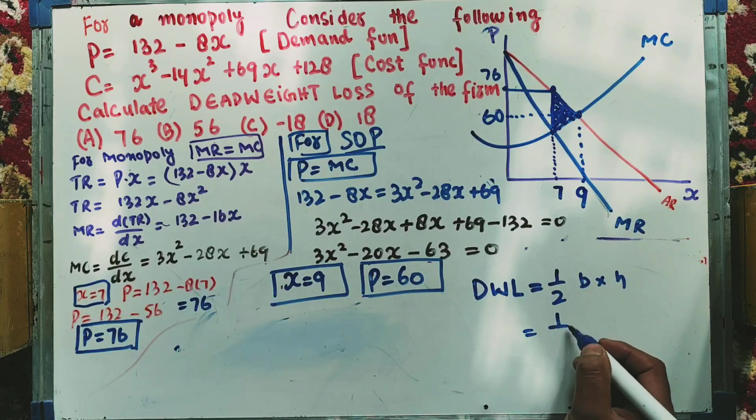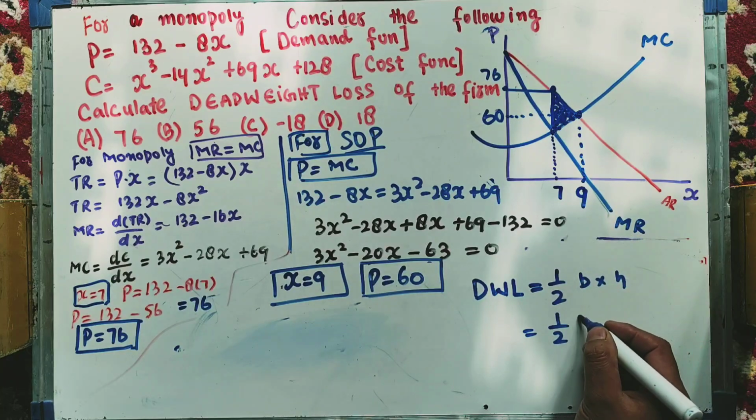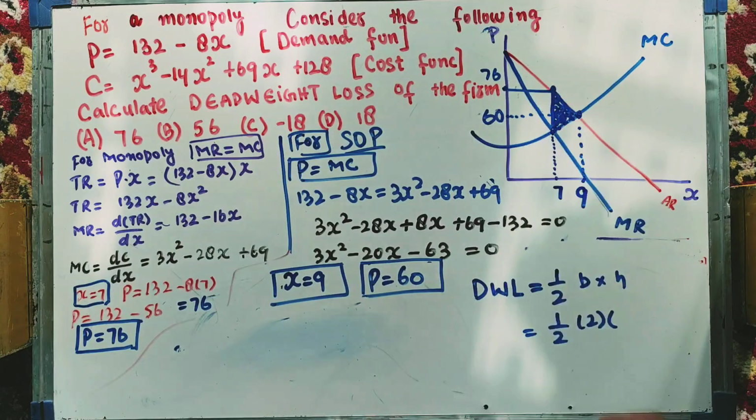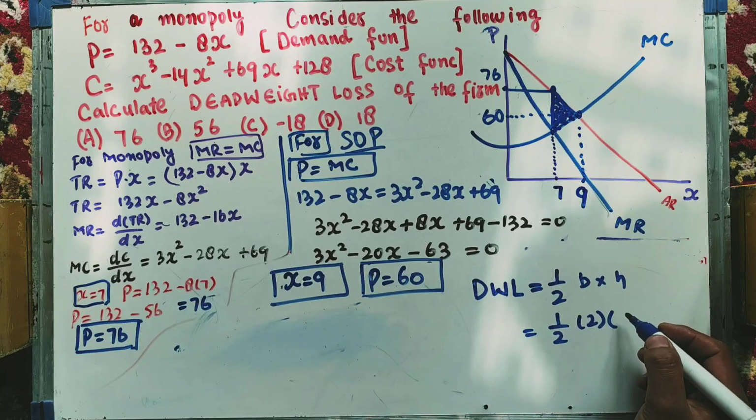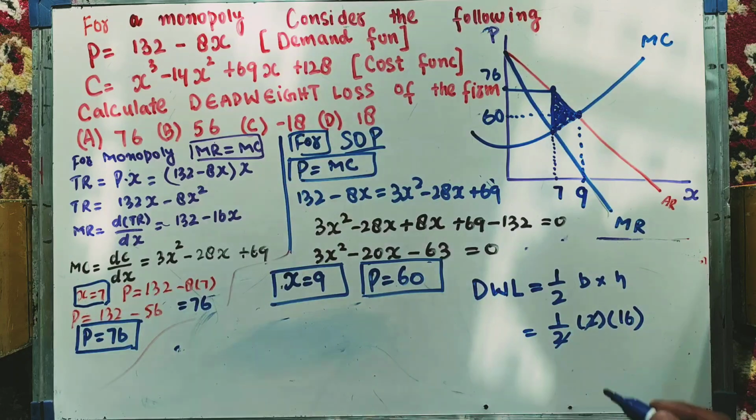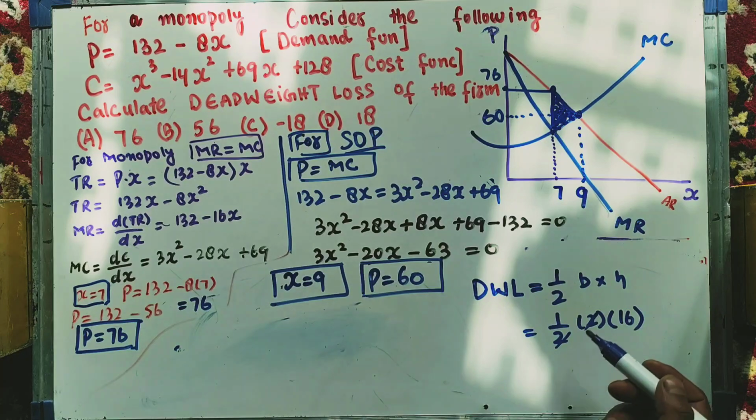So we have 1/2. What is base? Base is 9 minus 7, which is 2. And what will be the height? 76 minus 60, which is 16. So 2 and 2 get cancelled. I hope I have done the calculation right here, but still I am not getting the correct options here.